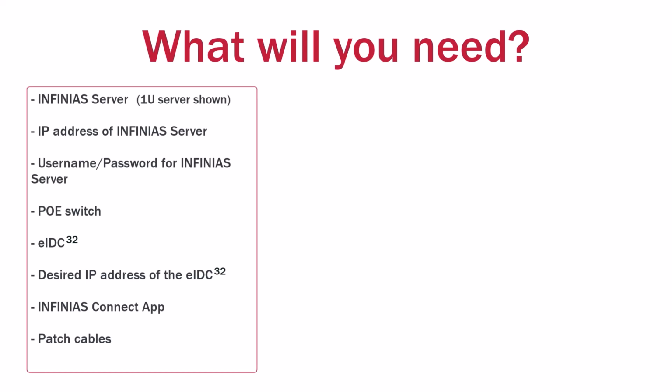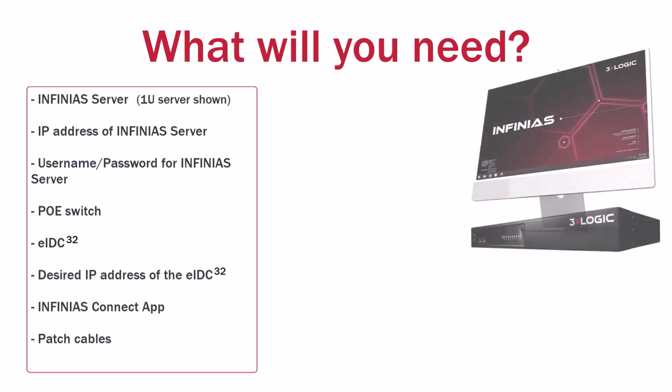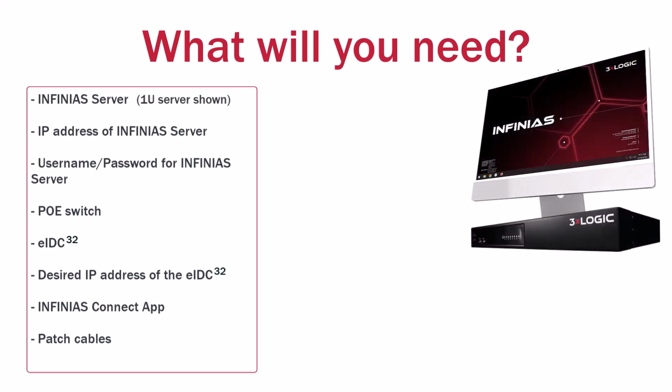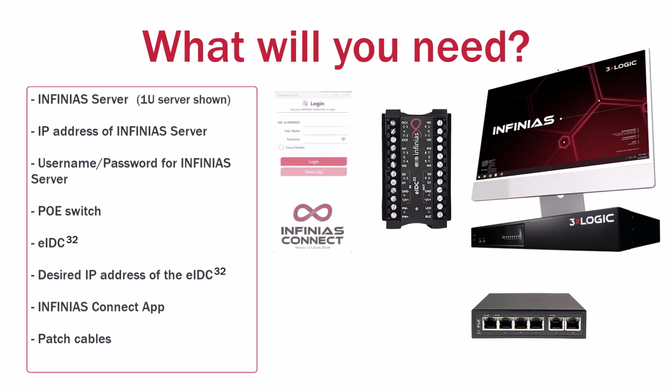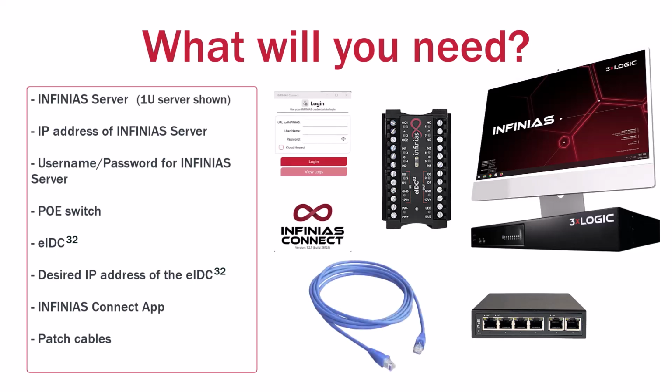In order to commission the EIDC32 controller to an INFINIAS on-premise server using the INFINIAS Connect application, you will need an INFINIAS server running at least 7.0, the IP address of that INFINIAS server, as well as the username and password. You will also need a PoE switch, the EIDC32 controller, and the desired IP address for that controller, the INFINIAS Connect app, and patch cables.